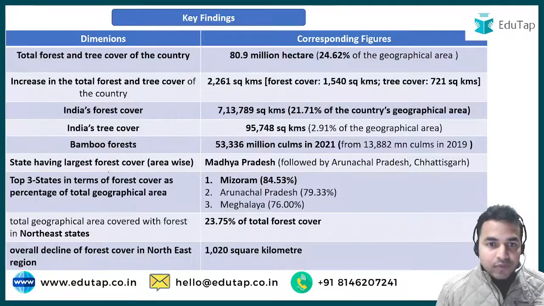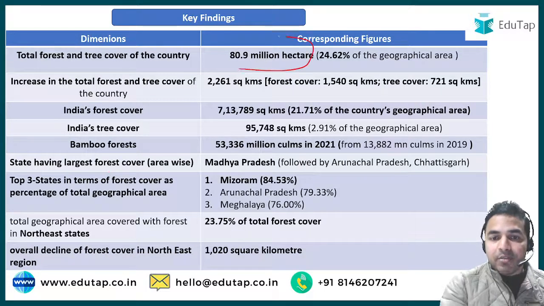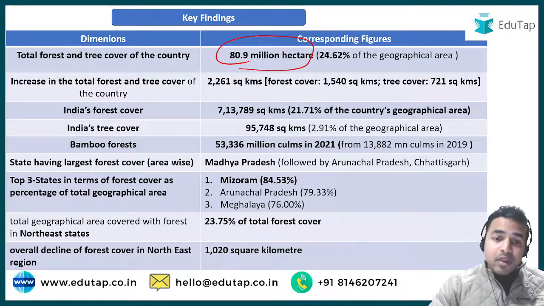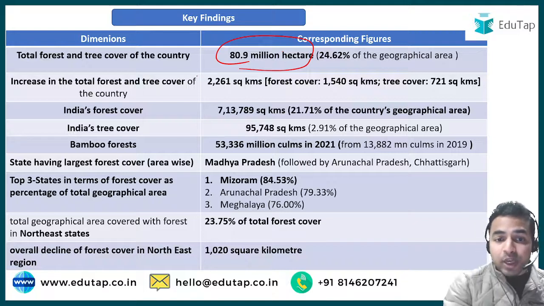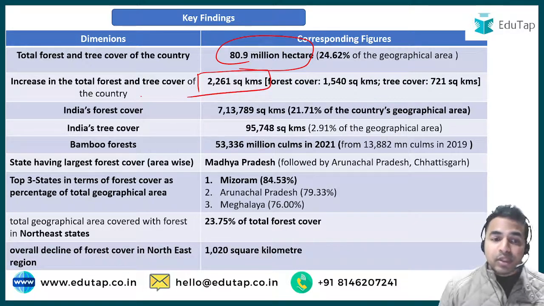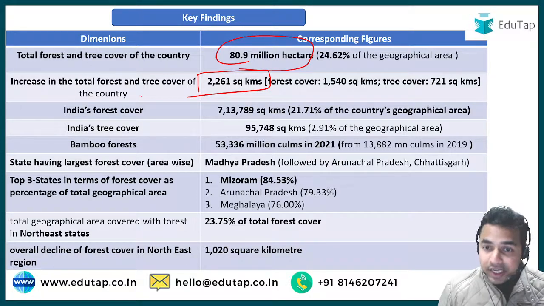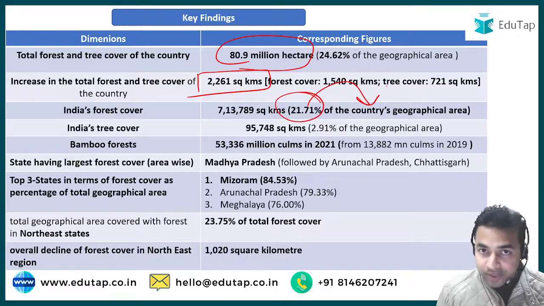Okay, so when we talk about some other key important findings, here you can see that the total forest and tree cover of the country is 80.9 million hectare as per the India State of the Forest Report 2021. When we talk about the increase in the total forest and tree cover of the country, it was 2261 kilometers. And India's forest cover in terms of the country's geographical area was 21.71%.